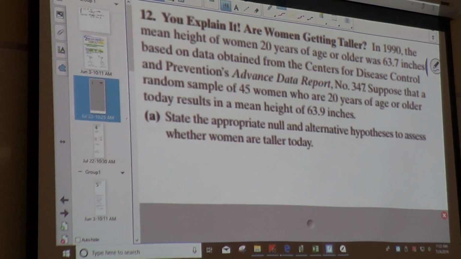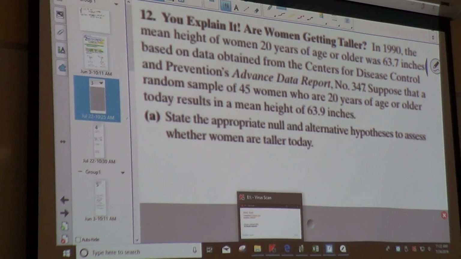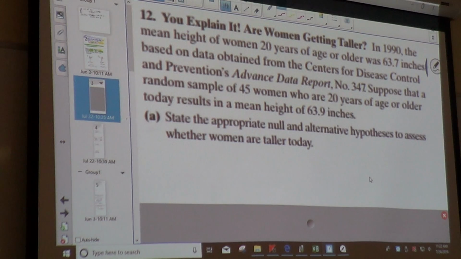In 1990, the average height of women 20 years of age or older was 63.7 inches based on data obtained from the Center of Disease Controls and Prevention's data report. Suppose that a random sample of 45 women who are 20 years of age or older results in an average height of 63.9. State the appropriate null and alternative hypotheses. So, we did this last time. This is the H naught and the H1.